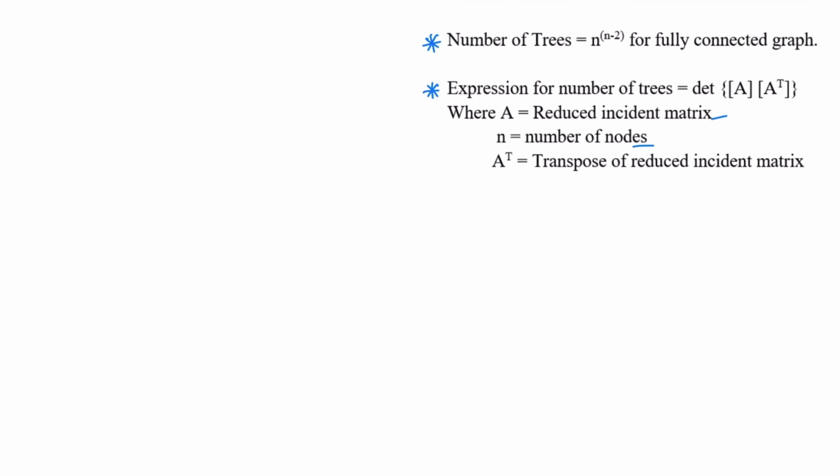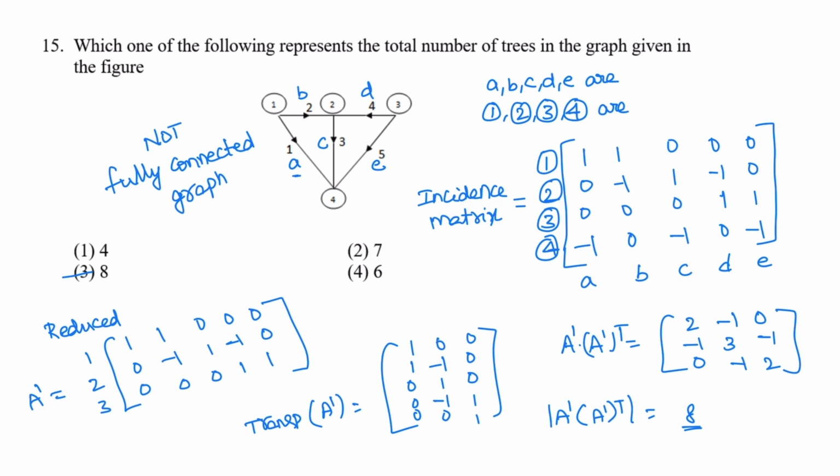First, for this graph we need to find the incident matrix. Once that is done, we need to go for the reduced incident matrix and the transpose of the reduced incident matrix. Then take the product of the reduced incident matrix and its transpose. Finally we need to go for the determinant. The value of the determinant is the number of trees for the given graph.